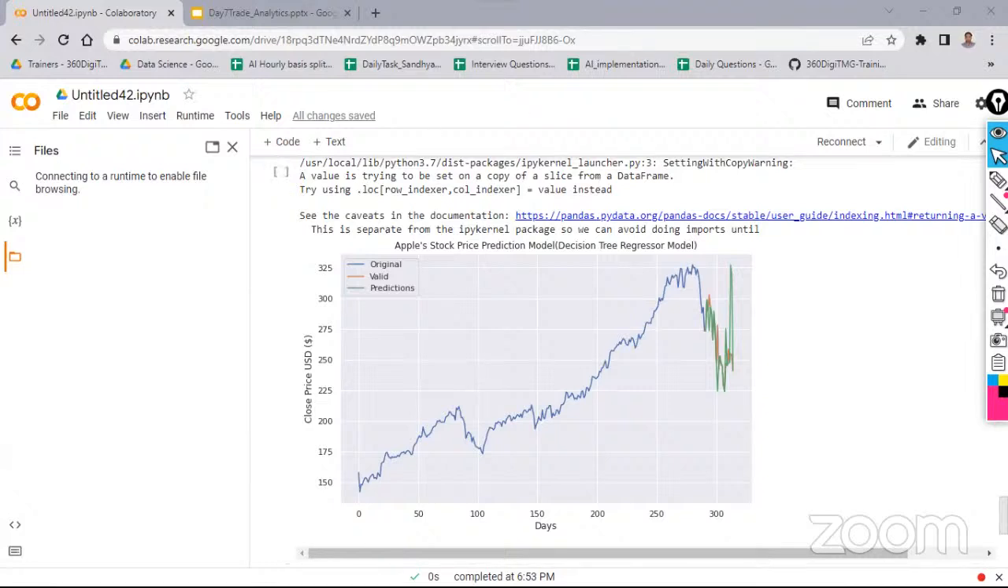Okay, friends, we'll wind up the session now and we'll continue tomorrow, and we'll try to understand how neural network is going to contribute in trade analysis or stock market predictions.